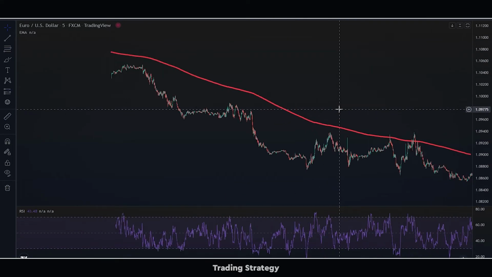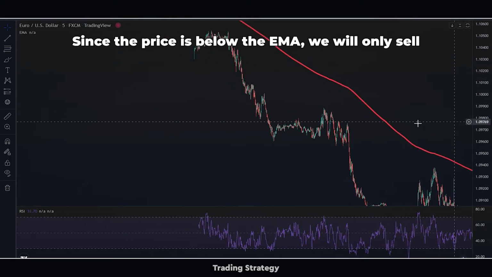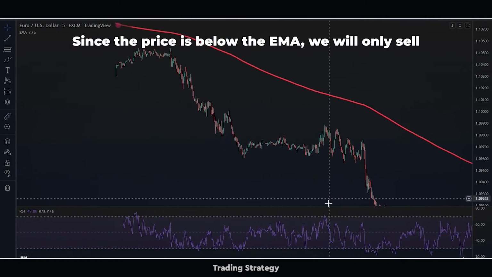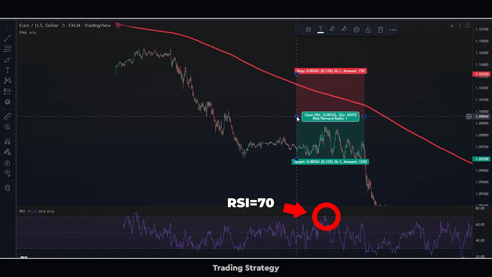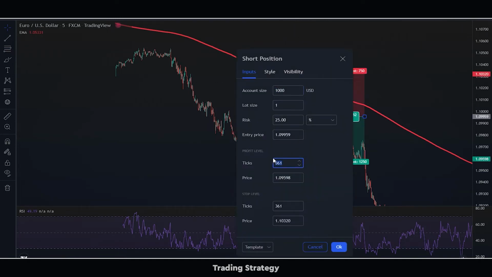First, we look for a trend, such as this downtrend here. In this case, as the price is below the EMA, we will only make short trades. We then wait for the RSI to be at 70. At that point, we will execute the trade. Now it only remains to put the stop loss and take profit at 30 pips.